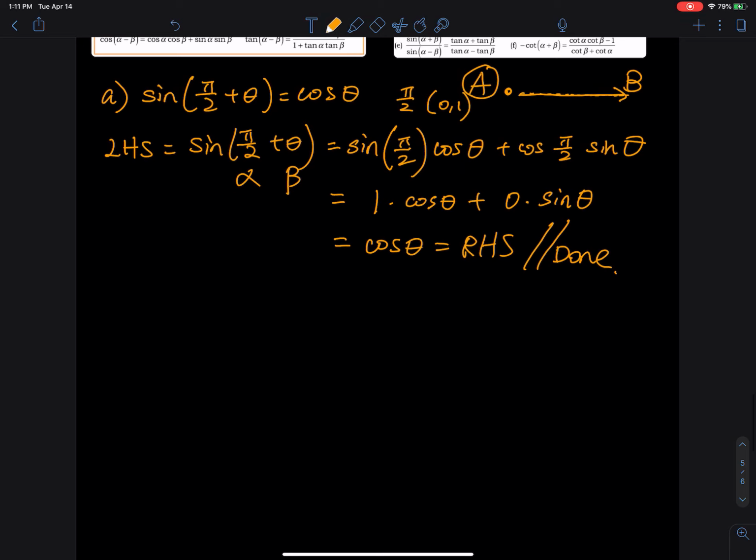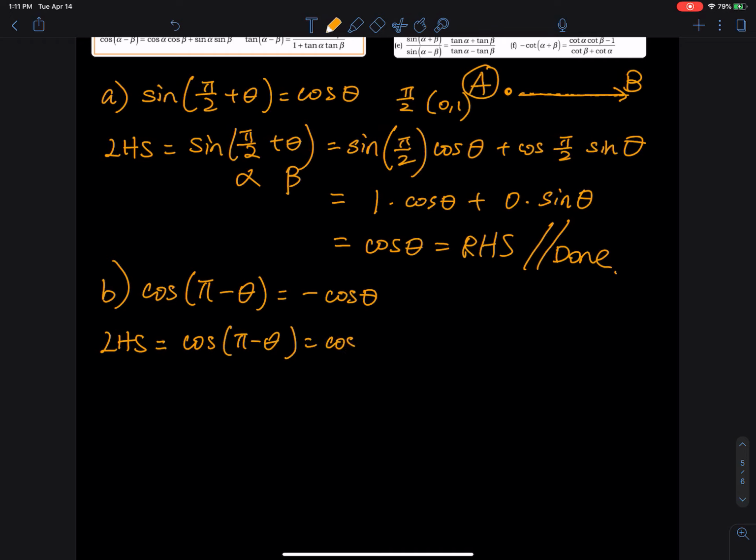Number 2, you have cosine of pi minus theta equals negative cosine theta. So this one I will pick the left hand side, because it is more complicated. So cosine of pi minus theta equals cosine pi times cosine theta plus sine pi times sine of theta.